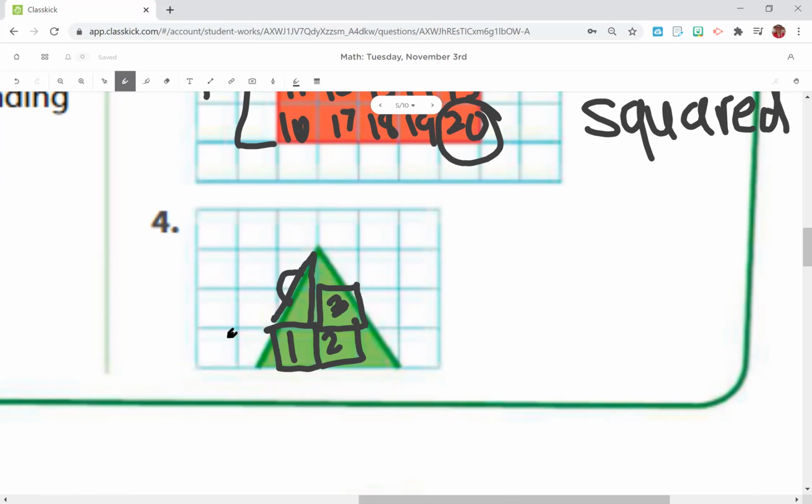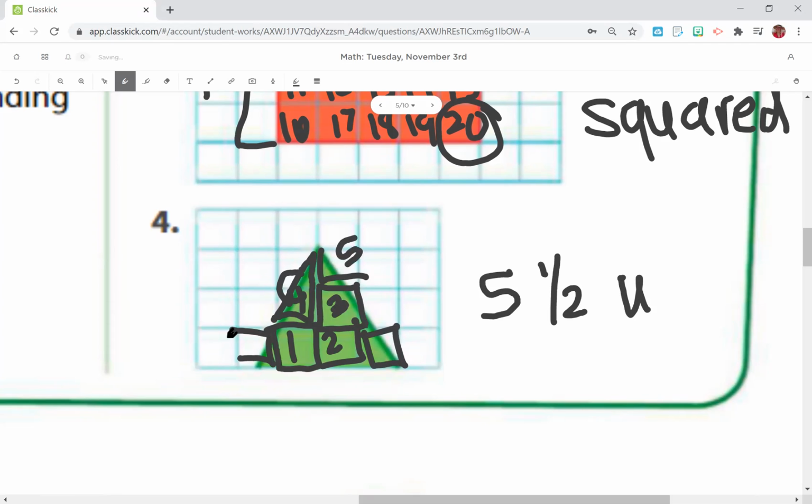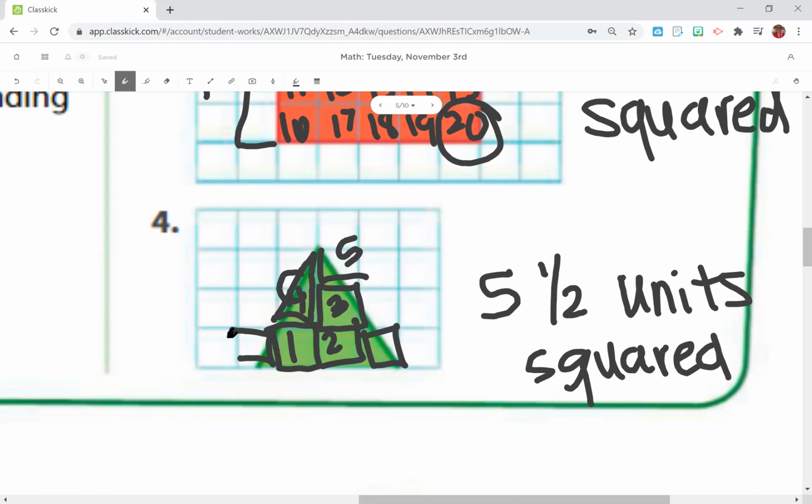We have these 2 right here, which would equal 4. And then I could add this little part right here and this part right here to get 5 and maybe a half. It's a little bit over half. So I have 5.5 units squared. And I can say that that was estimated.